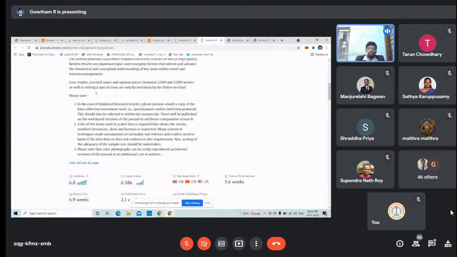And they are giving some considerations also. What are the considerations? In case of an empirical research article, please attach a copy of the data collection instrument. These things you should, when you are submitting for this journal, not only the paper you have to submit, but also the questionnaire along with the interview protocols. And they should also be referred to within the manuscript.